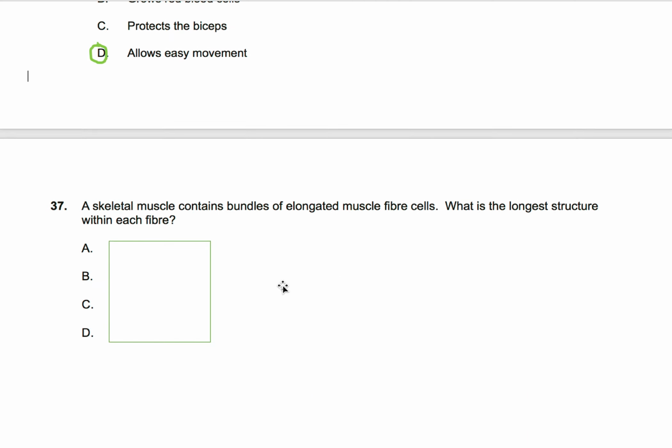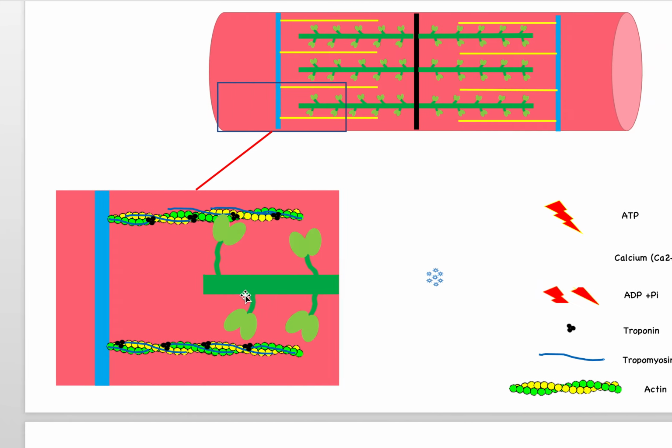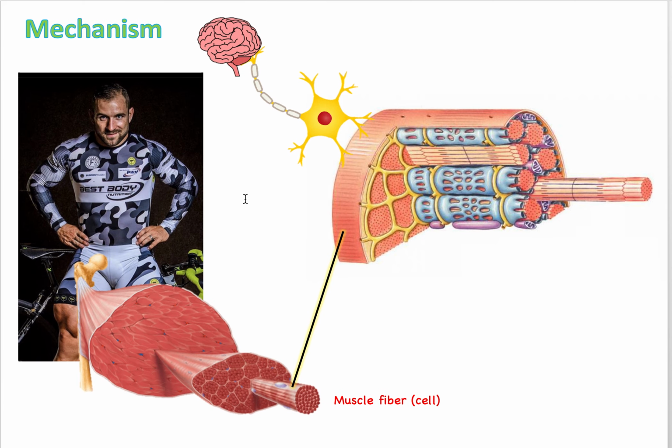Okay, last one. A skeletal muscle contains bundles of elongated muscle fiber cells. What is the longest structure within each fiber? Okay, this should be pretty easy. So here we have, as I saw in this picture, a muscle cell. This is a muscle fiber, okay, they are synonyms. They're asking what the longest structure inside a muscle fiber is.